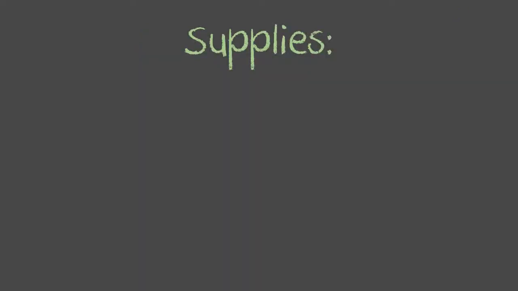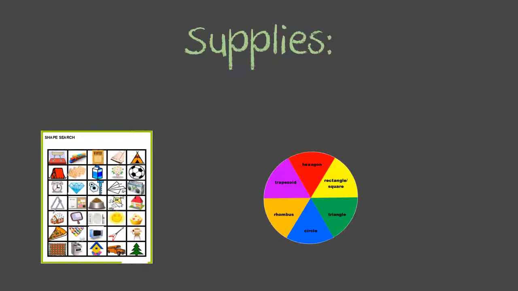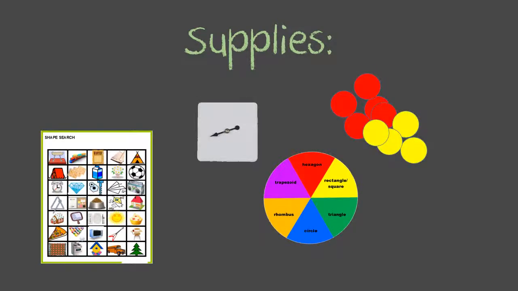The supplies that will be provided in the tote or in the plastic bag will be a Shape Search game board, a spinner, a pie chart, a spinner, and some bicolor counters.